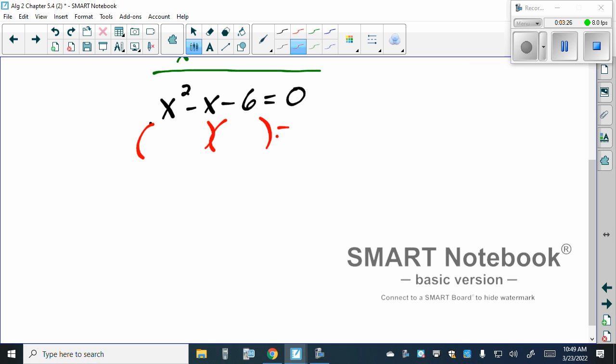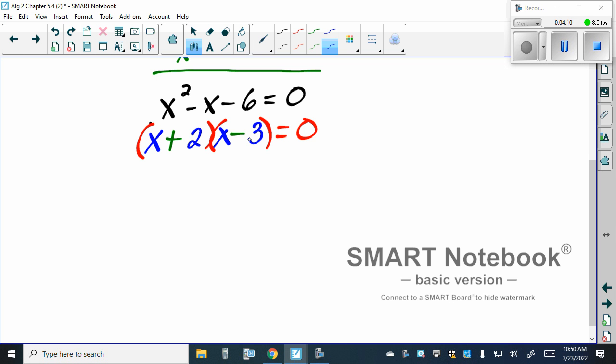If we factor this, we get 2 sets of parentheses equals 0. We need to figure out what the signs are. Since the 6 is negative, our signs are opposite. The factors of x squared are x and x, because that's the only set of factors for x squared. The factors of 6 are 1 and 6 or 2 and 3. Which ones do we want? 2 and 3, and the 2 would be positive or negative? Positive. 3 would be negative.